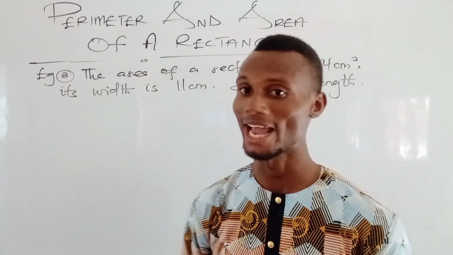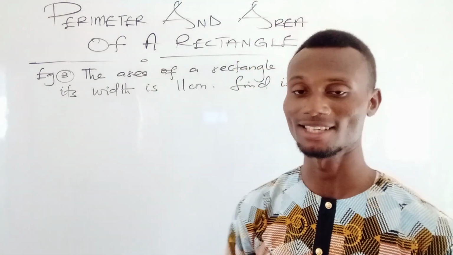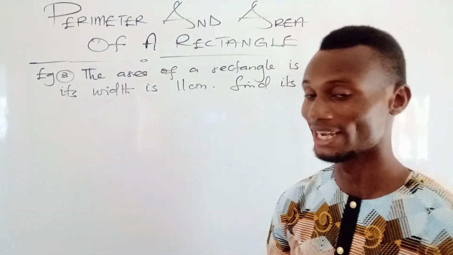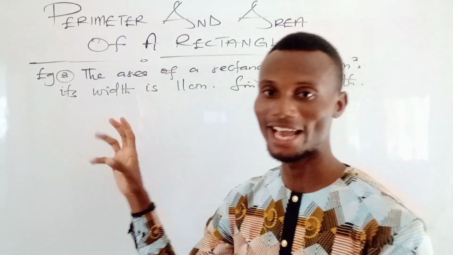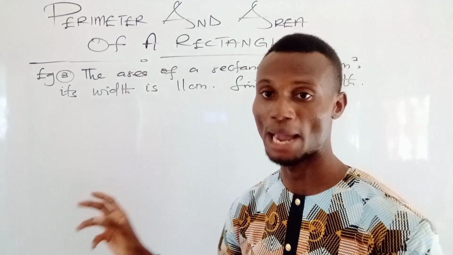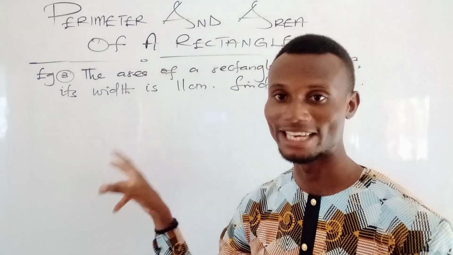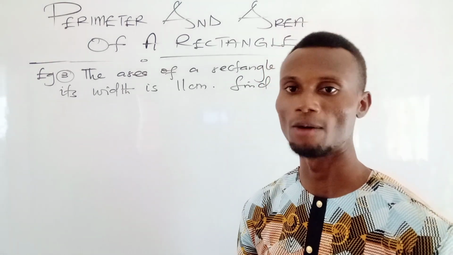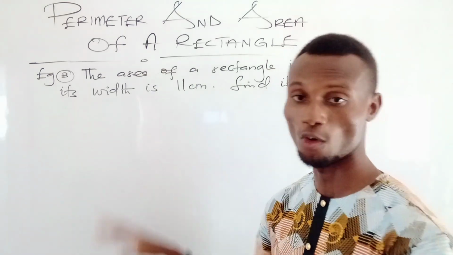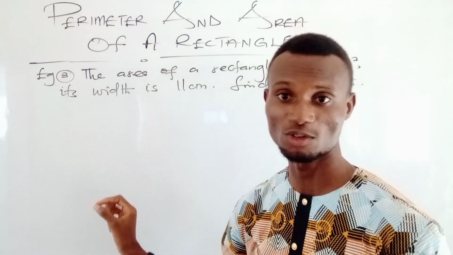So the first step is that you need to read and understand the question. That's what we've done. The next step is that we extract all the information in the question. By that I mean that all the information given in the question, write them down because it is part of the solution. Examiners mark all those things. So it's part of the solution.